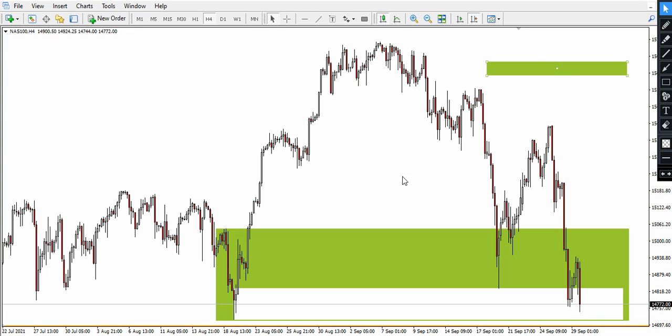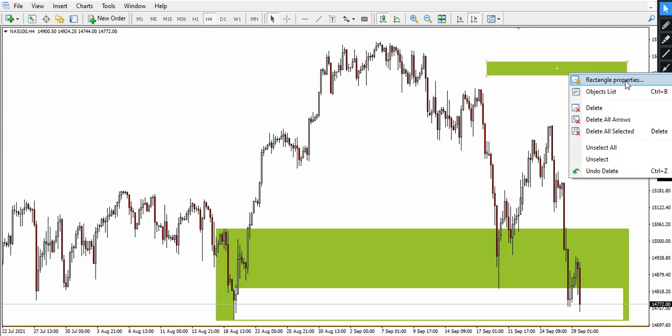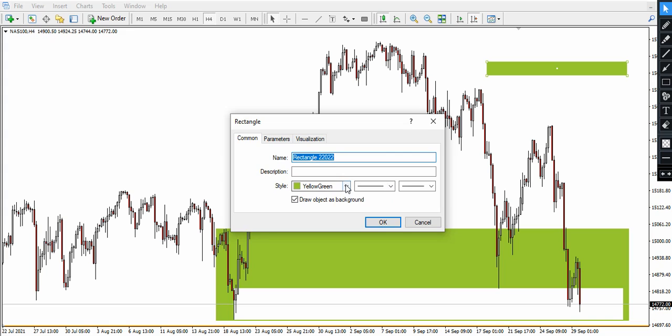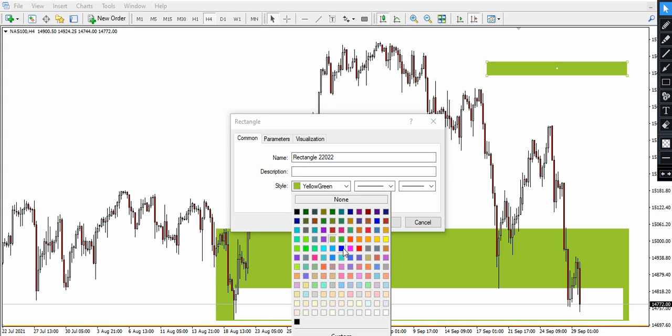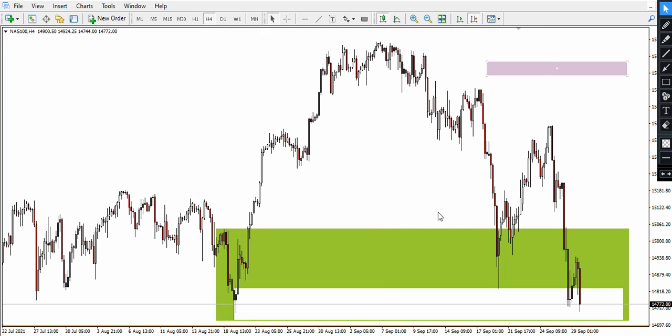Okay, let's change this color. I want to be slow a little bit so that you understand. We do not have to guess, guys. We have to know what we are doing here.